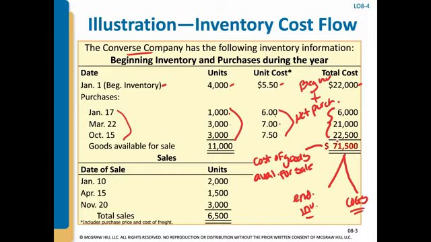And then the example also tells us that on various days throughout the year, they also sold a number of units. Notice they do not tell us how much those units are sold for, because for purposes of calculating the ending inventory and cost of goods sold, it doesn't matter.